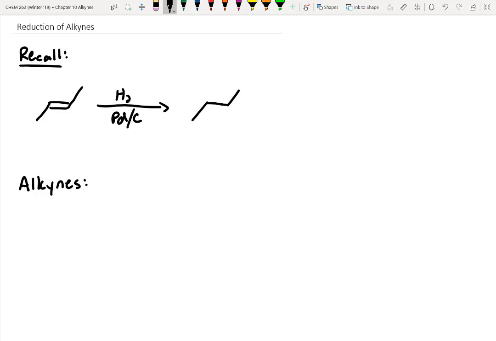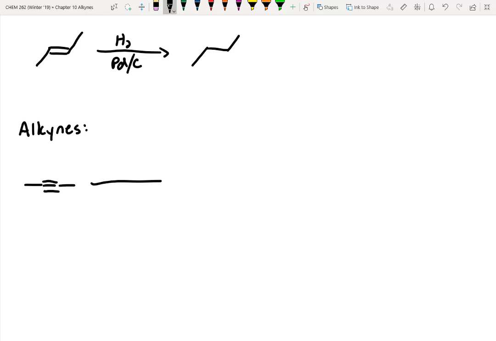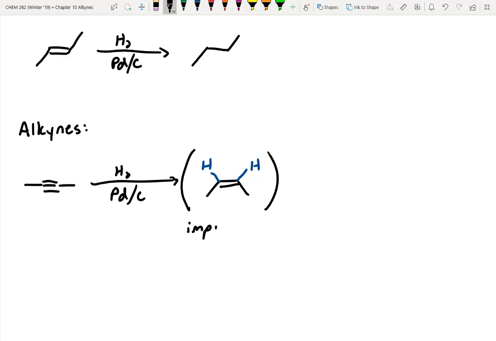Okay, so with alkynes, let's say that we've got this internal alkyne, meaning we've got a methyl group coming off of both sides. We could treat this with hydrogen and a catalyst. We can actually use the same catalyst as before. And what will happen is you'll add 2 hydrogens in a syn orientation like this. However, you can't stop here. So I'm just going to put brackets around here and say it's impossible to stop here.